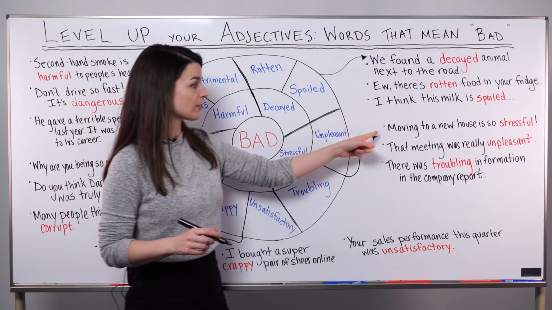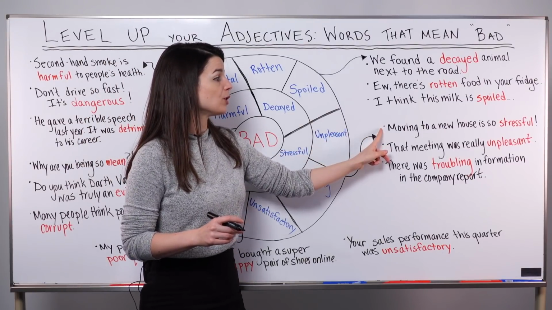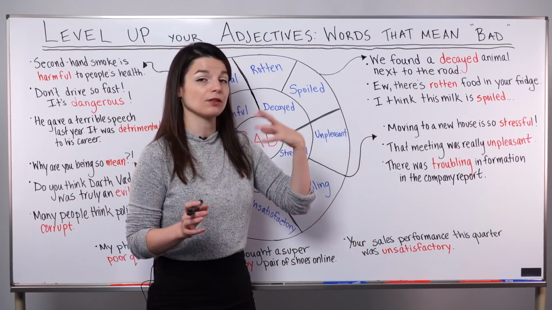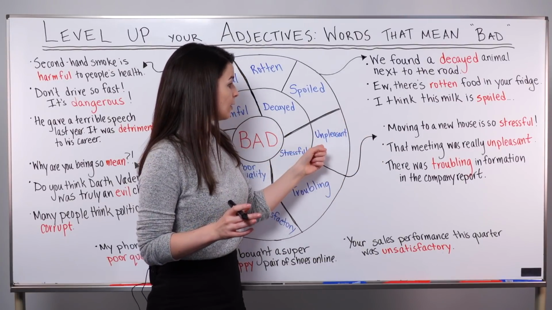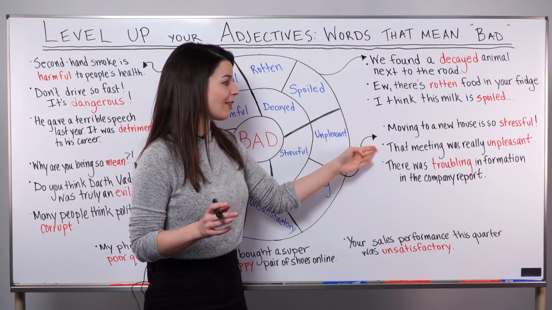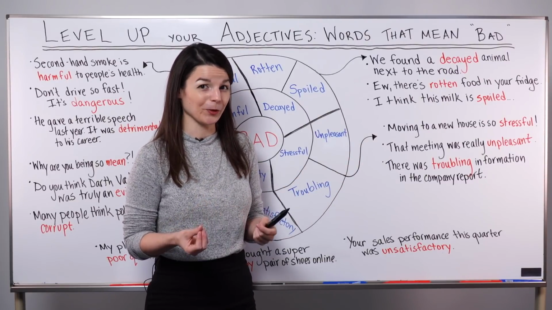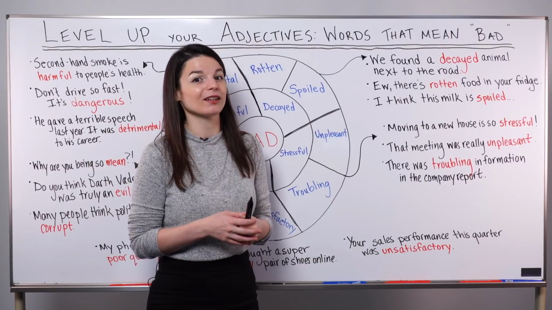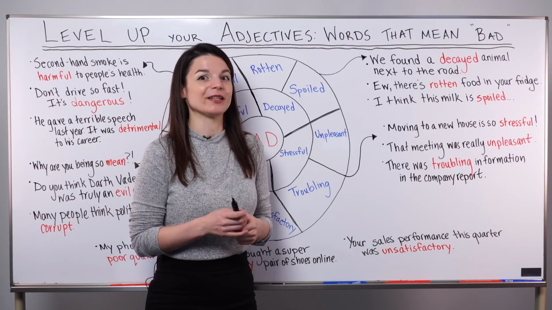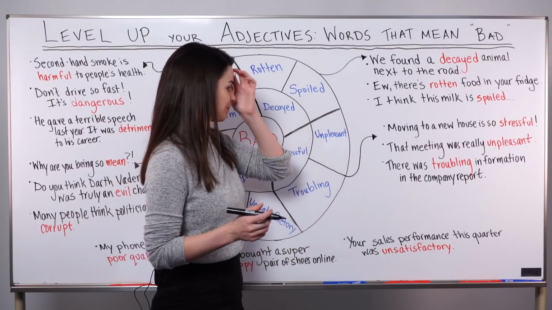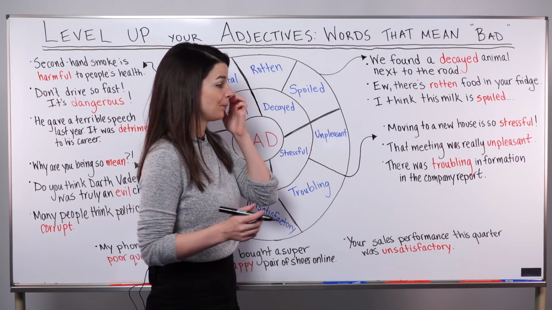First, let's look at stressful. Moving to a new house is so stressful. So it causes us stress. Now let's look at unpleasant. Here, that meeting was really unpleasant. So it was not enjoyable. Maybe someone had an argument or there was a big disagreement. That meeting was really unpleasant, so not good, and causing stress as well.